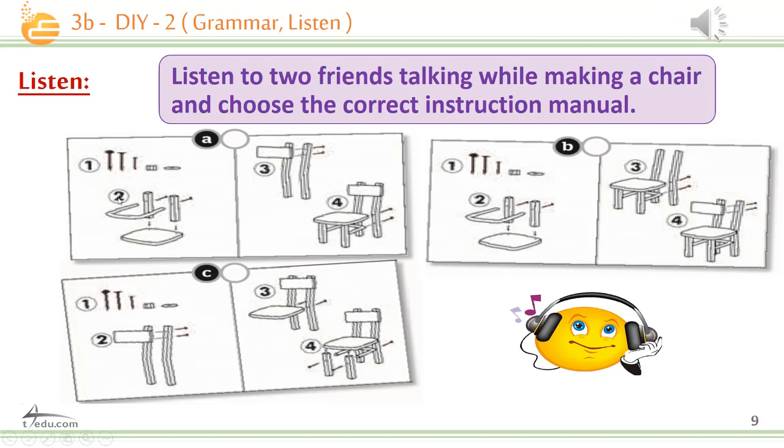Okay, so step 1 is to check if they have all the parts. So here we have number 1, they have all the parts in all 3 pictures, okay? So let's see step 2.